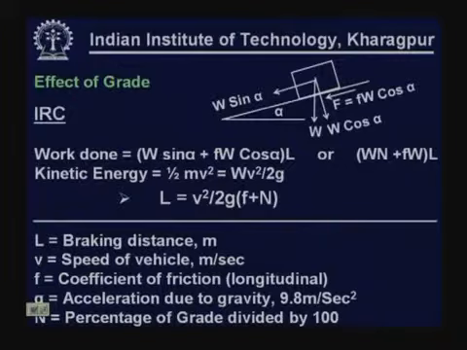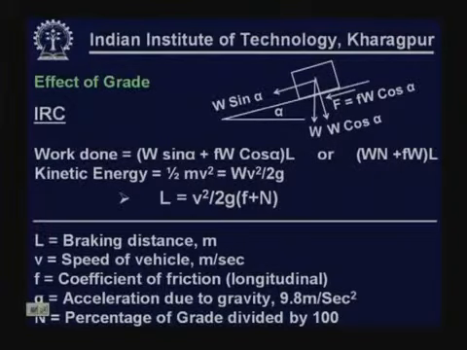N is the percentage of grade divided by 100. So, if we say 3% grade, it actually means 3 by 100, that is the value of n. So, kinetic energy is, as we calculated earlier, half m v square.